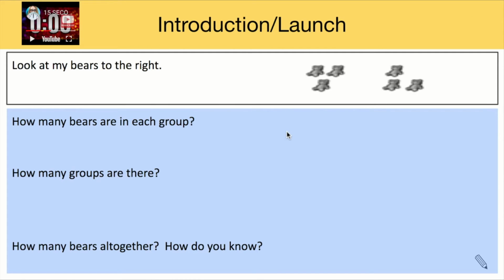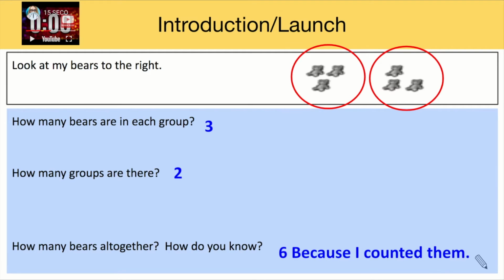All right, time's up. How did you do? I see 2 groups at the top of this slide and 3 bears in each group. Did you see the same thing? The last question asks, how many bears altogether? How do you know? For this question, I am putting down 6 as my answer because I counted them. If you're like me, you probably counted all of the bears to figure out how many bears there were in all. And that is okay for now.